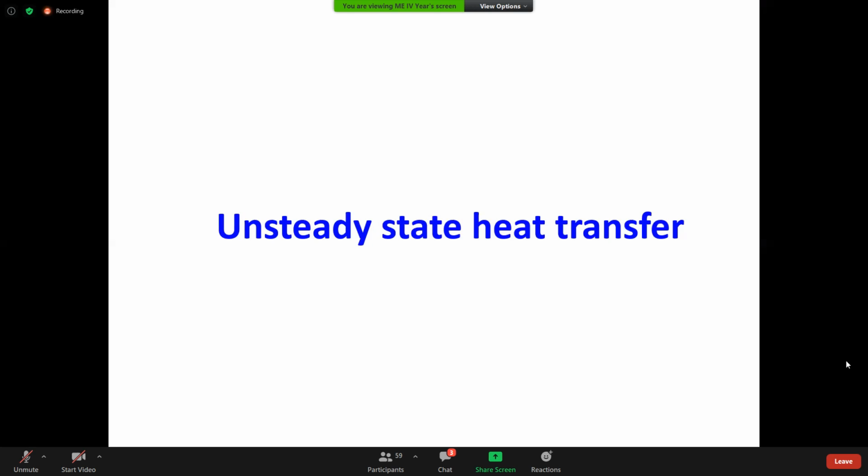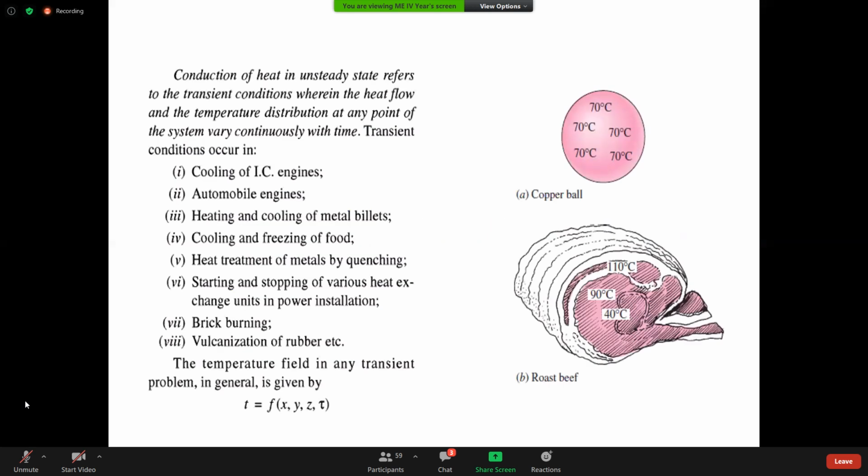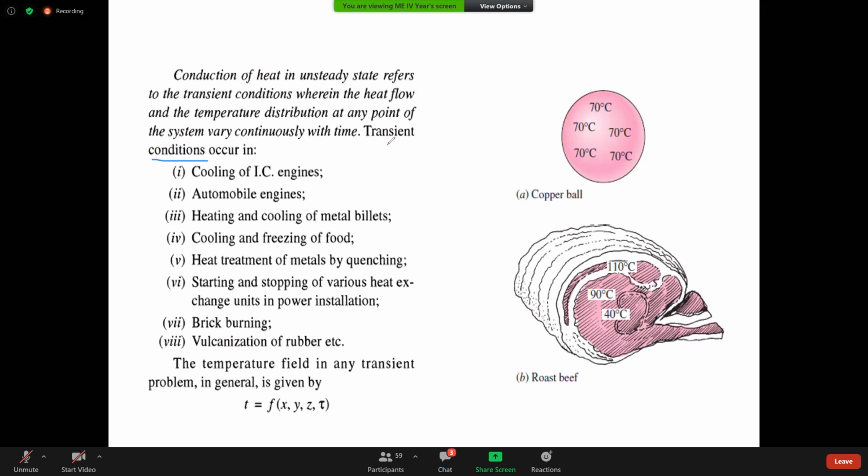Right. The unsteady state heat transfer. What is unsteady state? We define. Steady state is nothing but independent of time. Unsteady state is nothing but dependent on time. With respect to time, we have to study here, right? So let us see. These are some examples. The transient and the unsteady, both are the same.